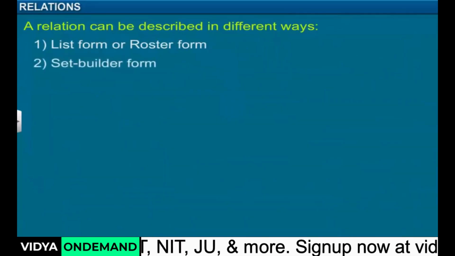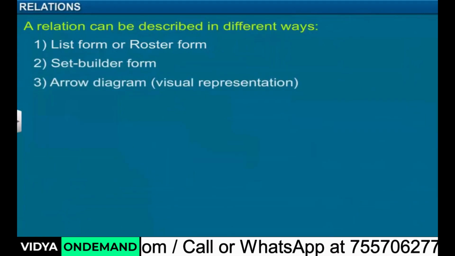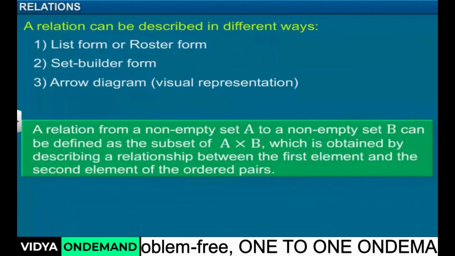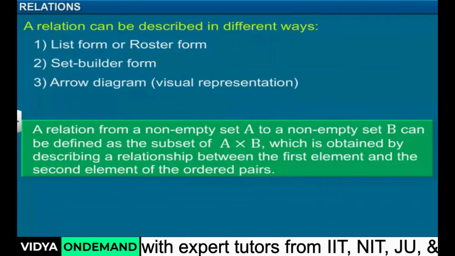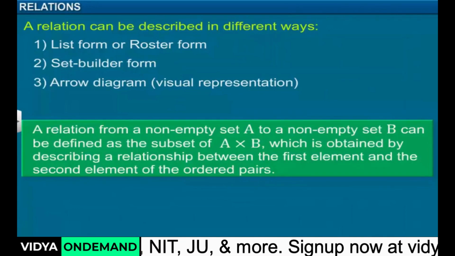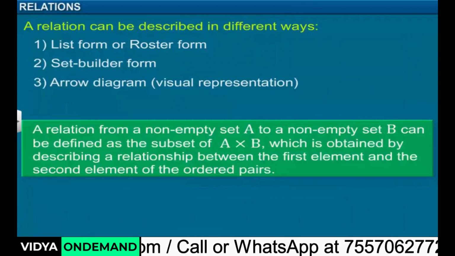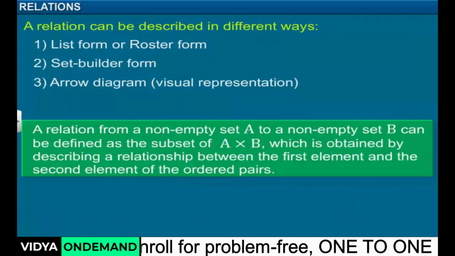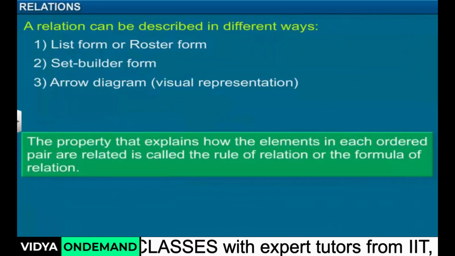Let us now define a relation. A relation from a non-empty set A to a non-empty set B can be defined as the subset of the Cartesian product of A with B, which is obtained by describing a relationship between the first element and the second element of the ordered pairs. The property that explains how the elements in each ordered pair are related is called the rule of relation or the formula of relation.